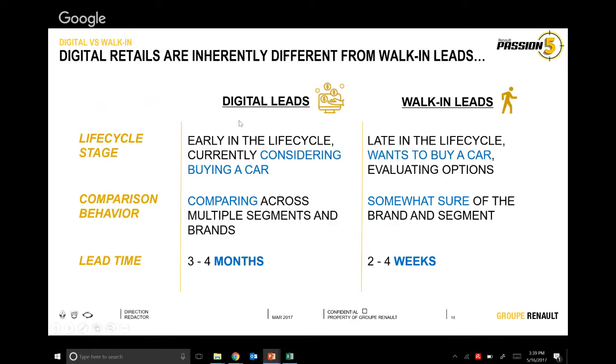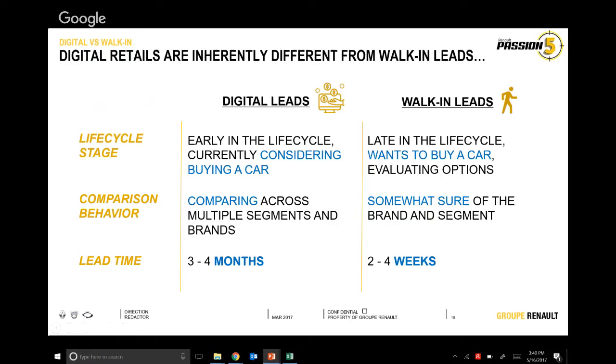First and foremost, the main difference is the life cycle. A digital lead is very early in its life cycle. Like I showed you, people are comparing between multiple cars. Whereas with a walk-in lead, people are more sure that they're going to buy that particular car. That is why they're walking into a Renault showroom. They are kind of sure that they're going to buy a Quid. That is why they walk into your dealership. So this is one of the main differences between digital leads and walk-in leads.